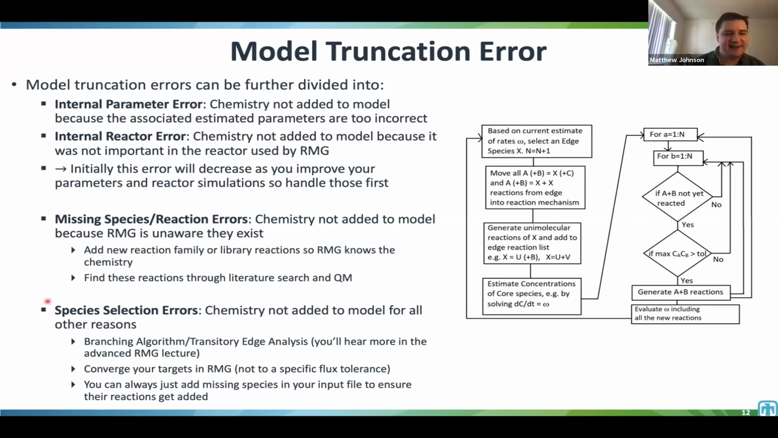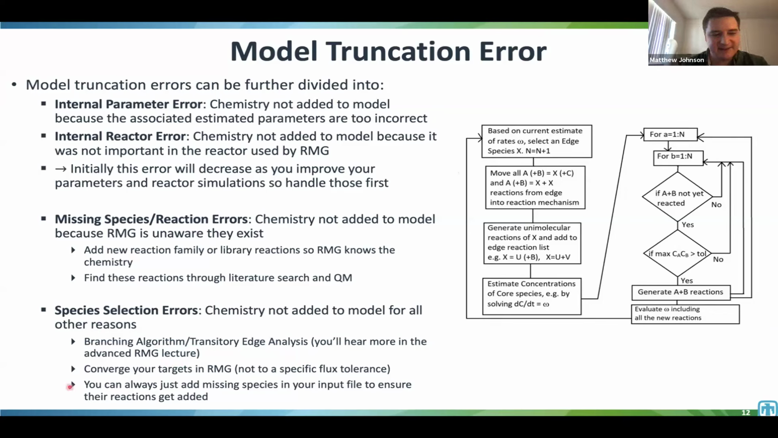And lastly is species selection errors, which are a little bit of a grab bag for chemistry that's not added to the model for all other reasons, which we usually talk about as being due to RMG's algorithm not selecting them. There are some other additional algorithms within RMG that can improve this, that we'll talk a little bit more about in the advanced RMG lecture.